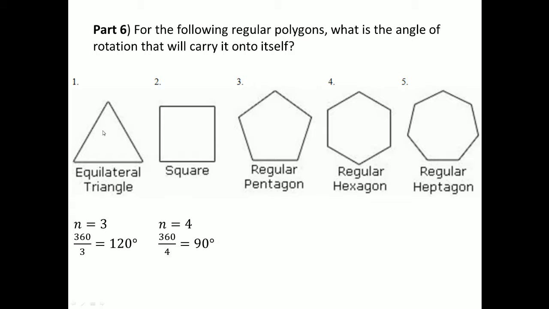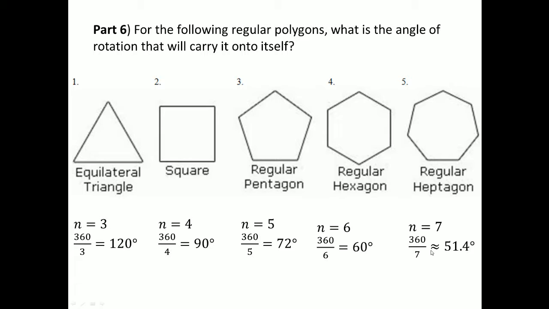Next, a square. A square has 4 sides. 360 divided by 4 is 90. A regular pentagon has 5 sides. 360 divided by 5 gets you 72. A hexagon has 6 sides. 360 divided by 6 gives you 60. And a regular heptagon has 7 sides. 360 divided by 7 is around 51.4. I didn't use the equal sign here because I rounded. That's why I used the approximate sign. It's 51.4 degrees.